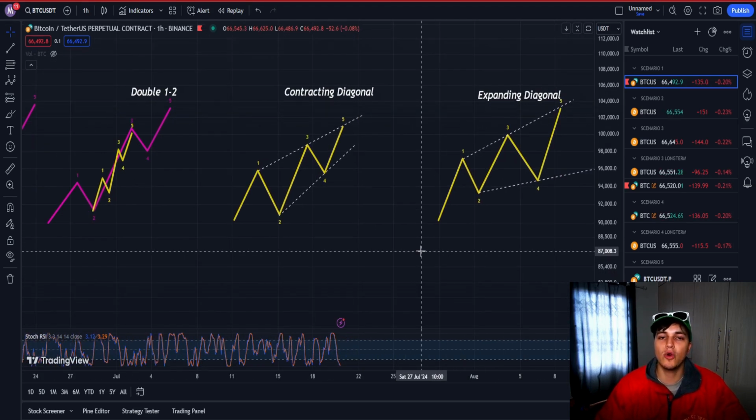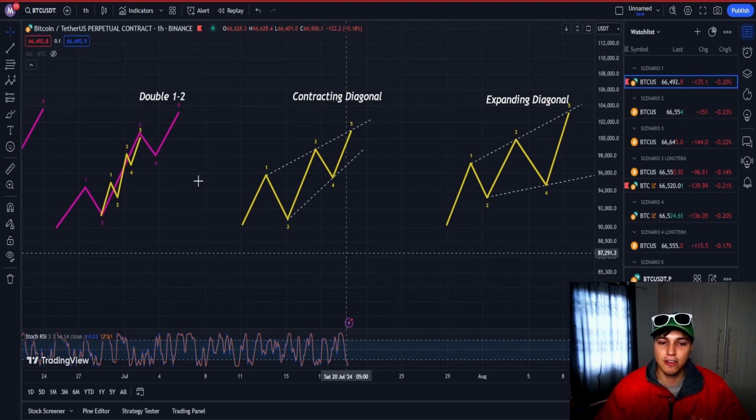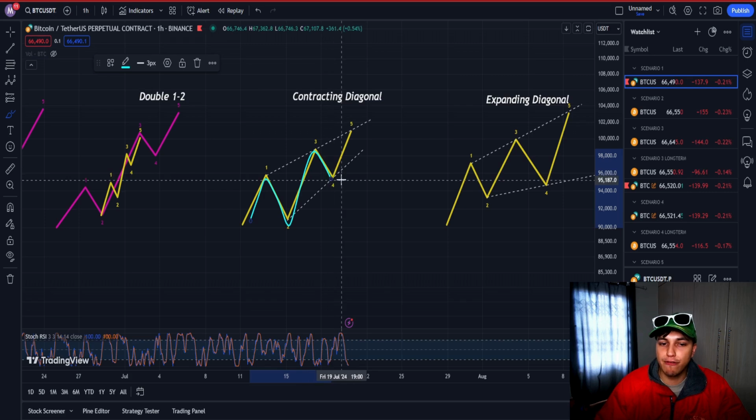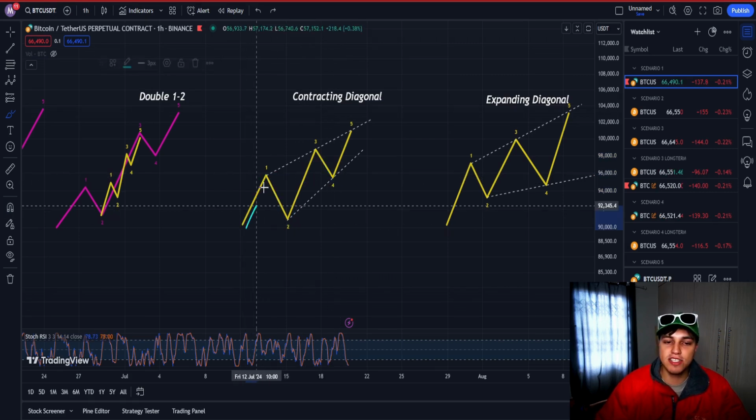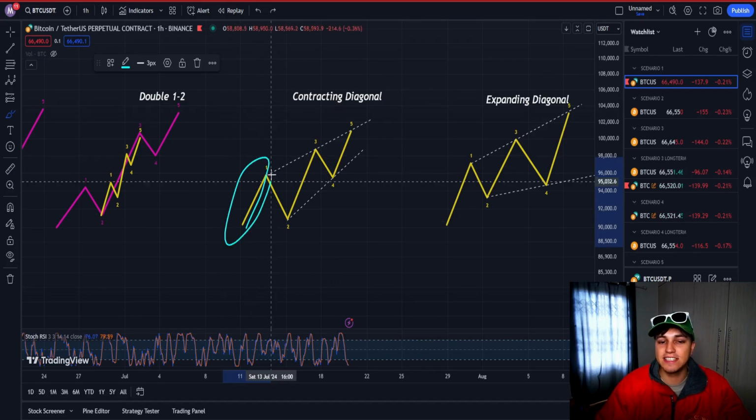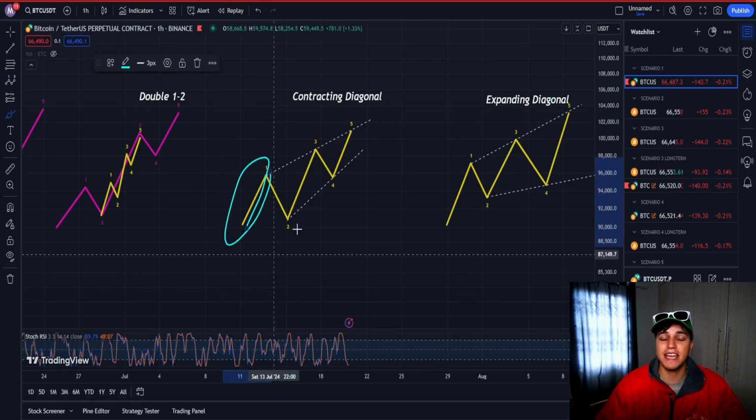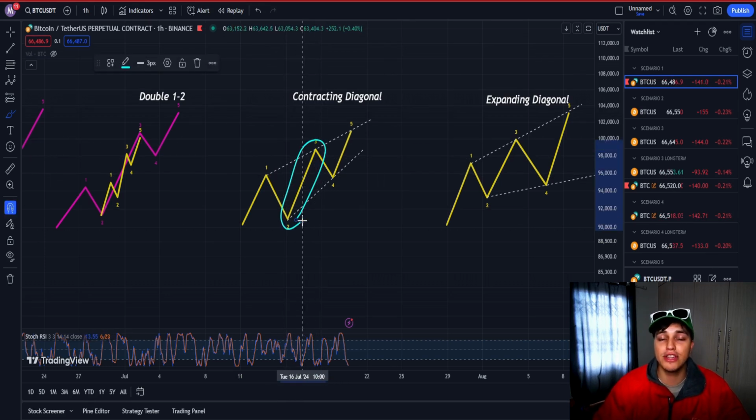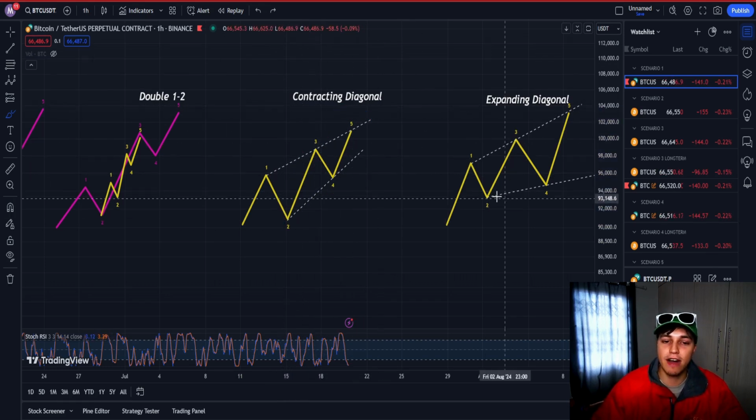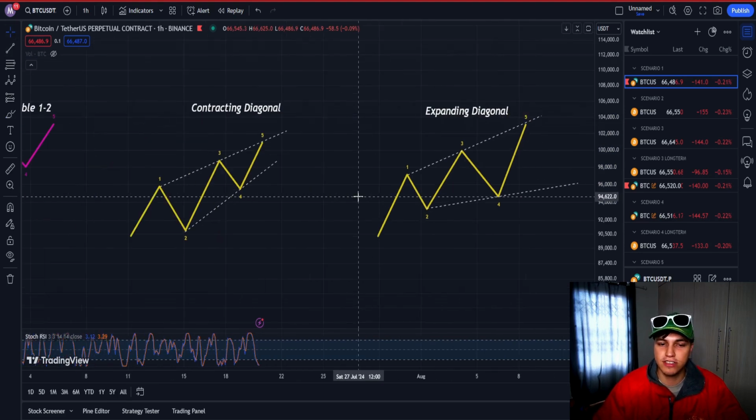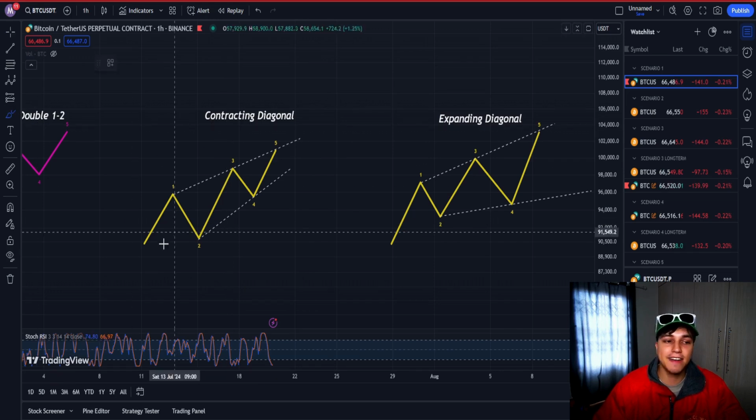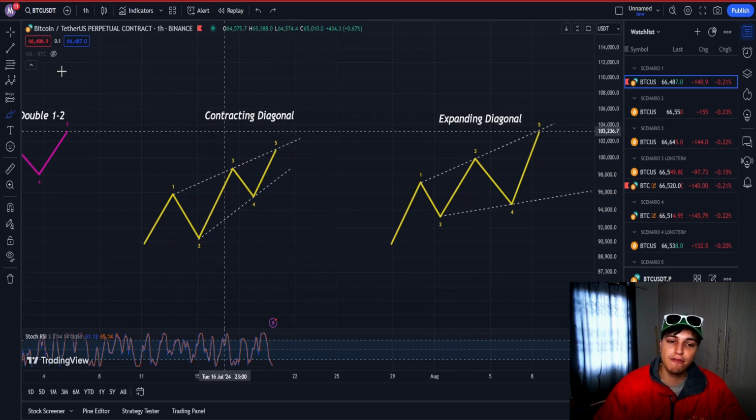Then we have something called a contracting diagonal. A contracting diagonal is where wave 1 and wave 4 price action does overlap. We now see this as wave 1 is the largest structure in this contracting diagonal, wave 3 being never the shortest structure, and wave 5 possibly the shortest structure in this. So that is a contracting diagonal, a different 5-wave move up.